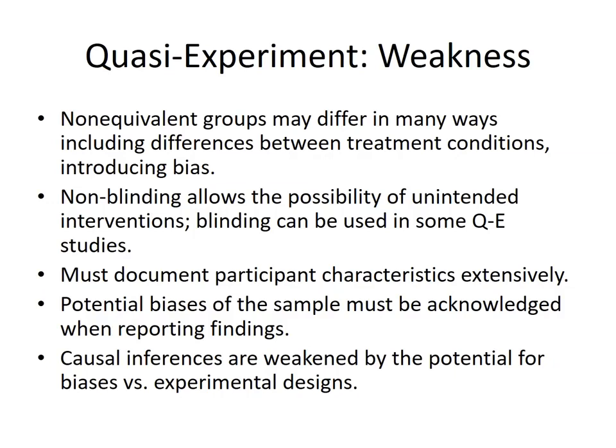You must document participant characteristics extensively to adjust for confounding if present later. Potential biases of the sample must be acknowledged when reporting findings. Causal inferences are weakened by the potential for bias versus experimental designs, which keep RCTs at the top of the pyramid of medical evidence because they are a strong design.